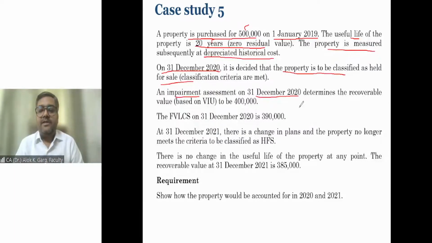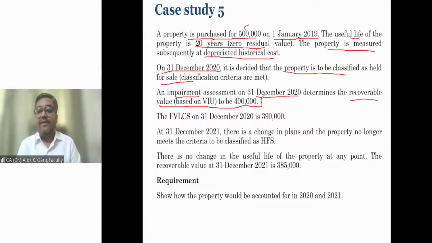An impairment assessment on 31st December 20 determines the recoverable value based on value in use to be rupees 4 lakh. So what is the carrying value which comes out? 5 lakh is the cost, 50,000 is the accumulated depreciation, 4 lakh 50,000 is the carrying value.